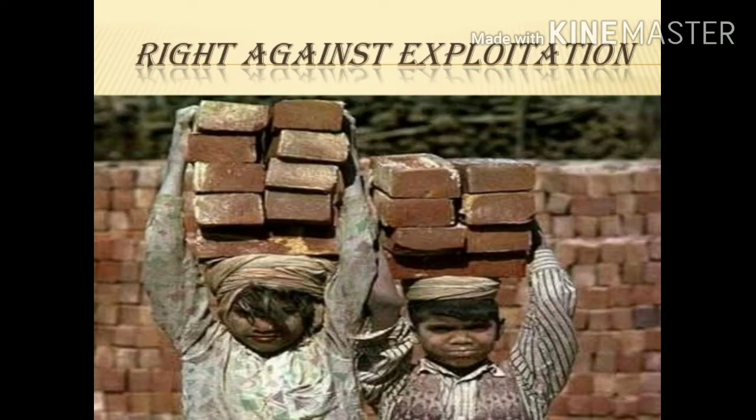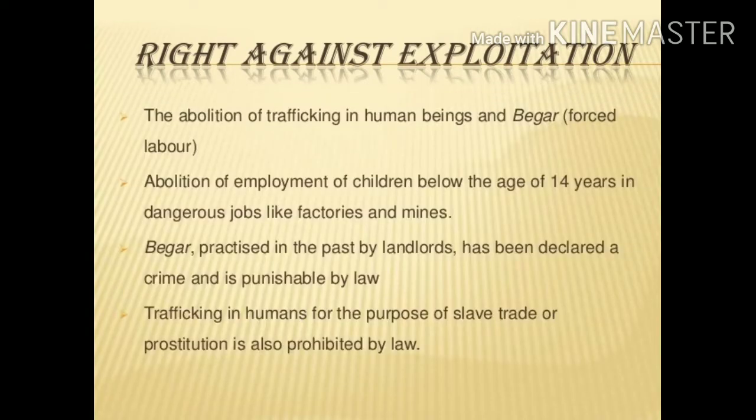Now, let's move to right against exploitation. Article 23 and 24 describe the right against exploitation. This right protects the weaker sections of society from the threats of rich and powerful individuals. Because most of the poor people were under the control of the rich and powerful people, and they were suffering a lot. To avoid that, this right against exploitation was created in our constitution.